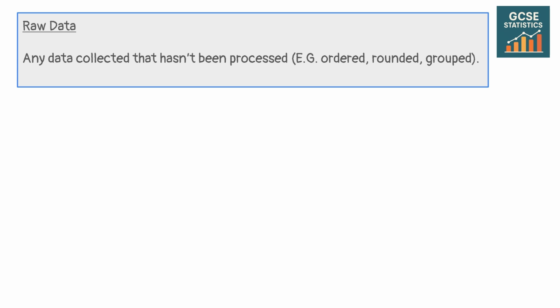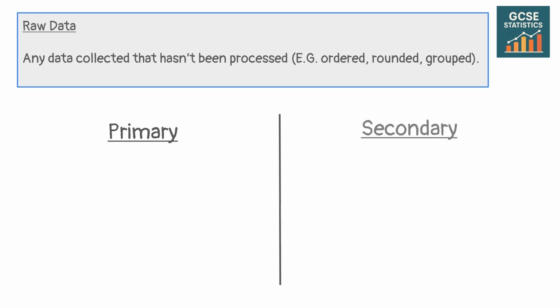We also determined how raw data could be split into either quantitative or qualitative data. This comes under the types of data category. This time we are going to determine the sources of data. The first source we are going to cover is primary data, whilst the latter will be secondary data.